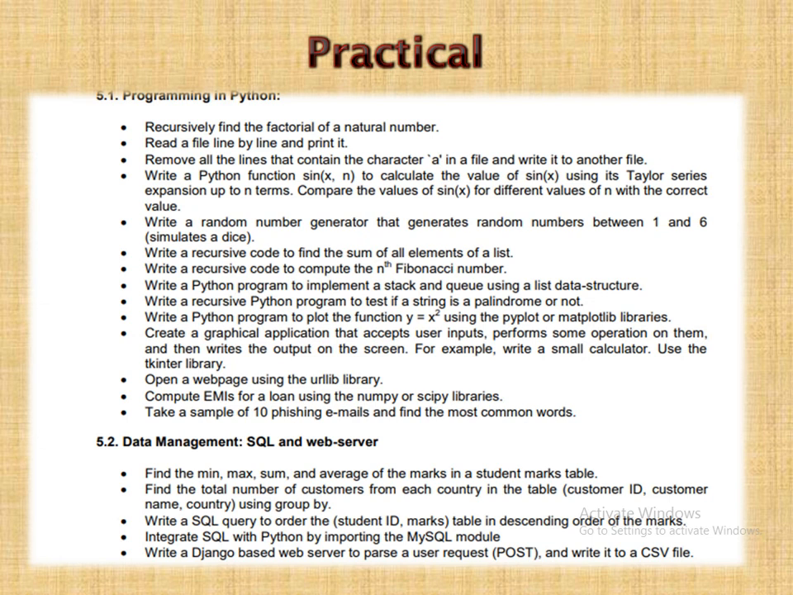Recursively find the factorial of a natural number, read a file line by line and print it, remove all the lines that contain the character a in a file and write it to another file, write a Python function. Some topics are from class 12th, don't worry, but according to these topics you need to make the practical file. That is data management, SQL and web server. That means you have to make some database queries also in your practical files.